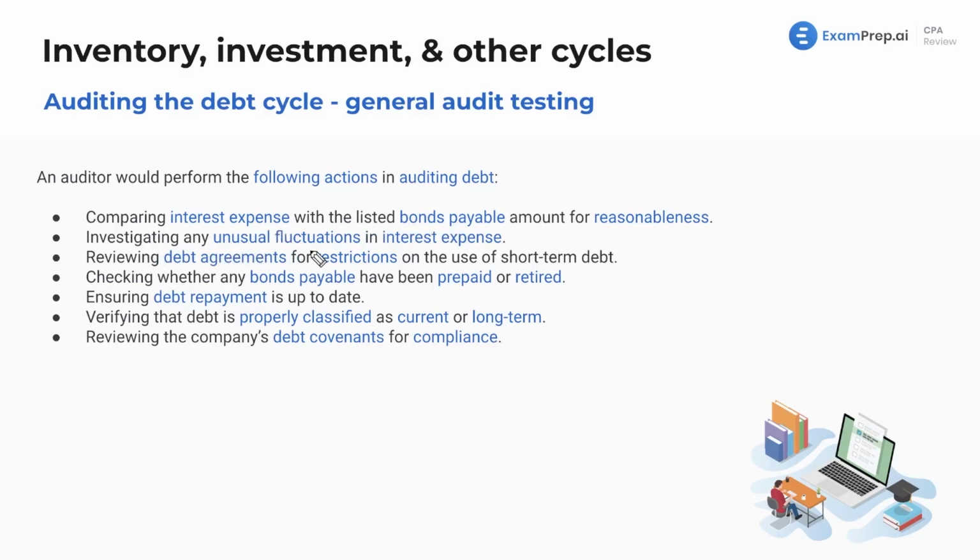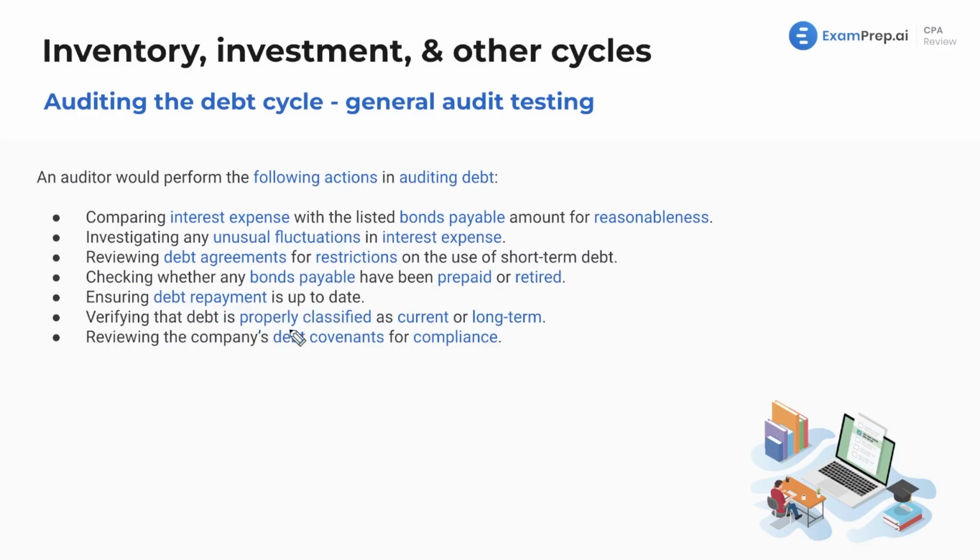Investigating any unusual fluctuations in interest expense. If you have fluctuations in interest expense, that might mean you paid down a lot of debt or you accumulated a lot more debt. Reviewing debt agreements for restrictions on the use of short-term debt. Any long-term debt agreements may say that you can't use any short-term debt because short-term debt is risky. Checking whether any bonds payable have been prepaid or retired. Ensuring that debt repayment is up to date, making sure that they're paying the bills.